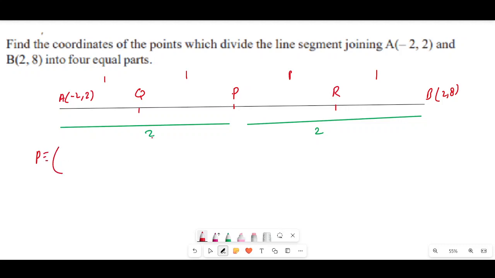We don't have information about this, but for X it will be, first the ratio will be added, 2 plus 2, then we should multiply with 2. 2 into, both are the same things, so first 2 into minus 2 and 2 into 2 comma 2 plus 2, 2 into 2 plus 2 into 8. Clear?